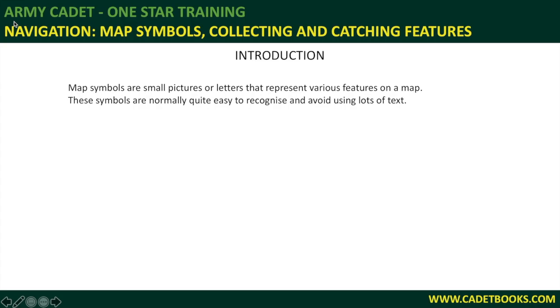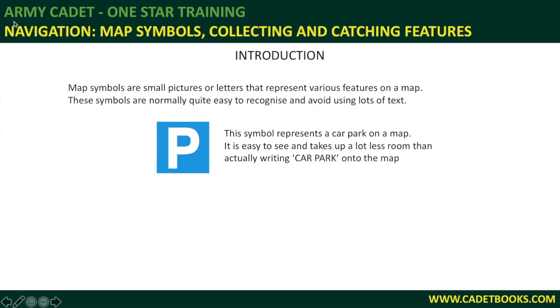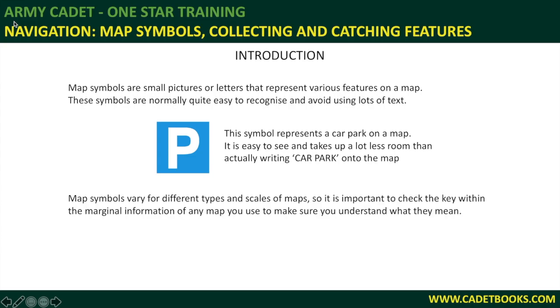Map symbols are small pictures or letters that represent various features on a map. These symbols are normally quite easy to recognise and avoid using lots of text. This symbol represents a car park on a map. It's easy to see and takes up a lot less room than actually writing car park onto the map. Map symbols vary for different types and scales of maps, so it's important to check the key within the marginal information of any map you use to make sure you understand what they mean.